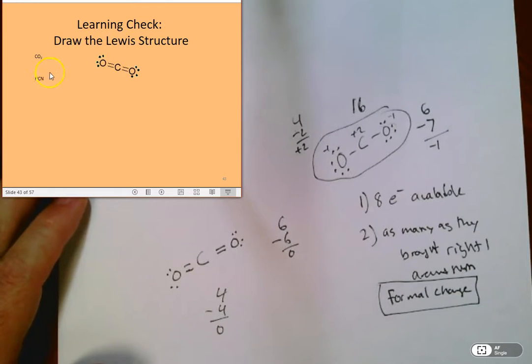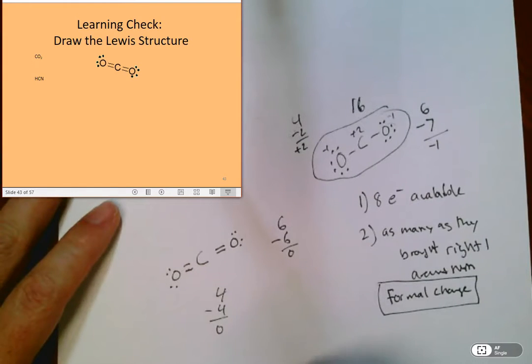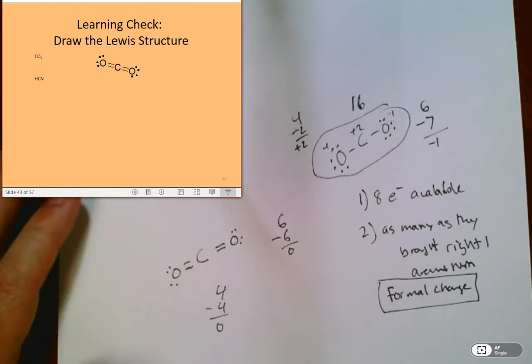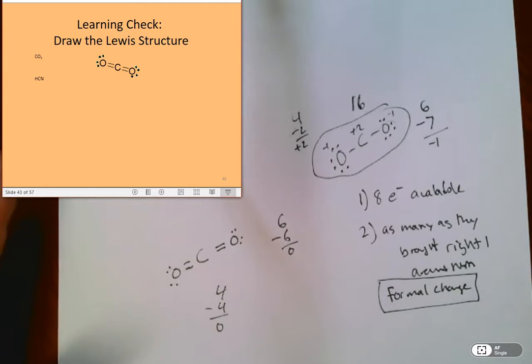Okay, now you take a second. You take 90 seconds, a minute and a half, and try to identify the Lewis dot structure for that compound, HCN. Okay? So push pause right now, and then take the 90 seconds, and when you're done, come back and see what it looks like. Okay, I'm going to show you now.